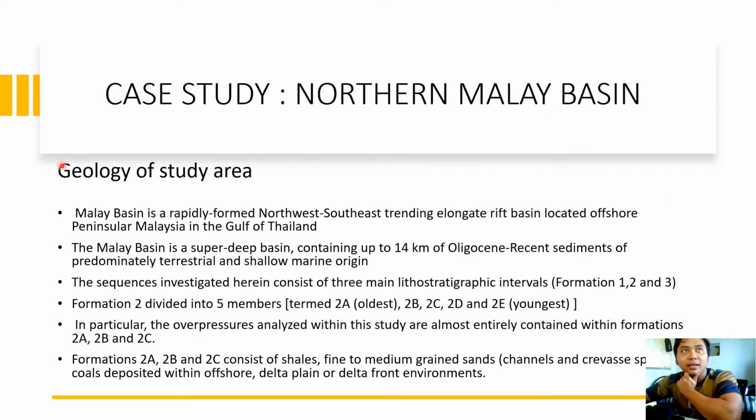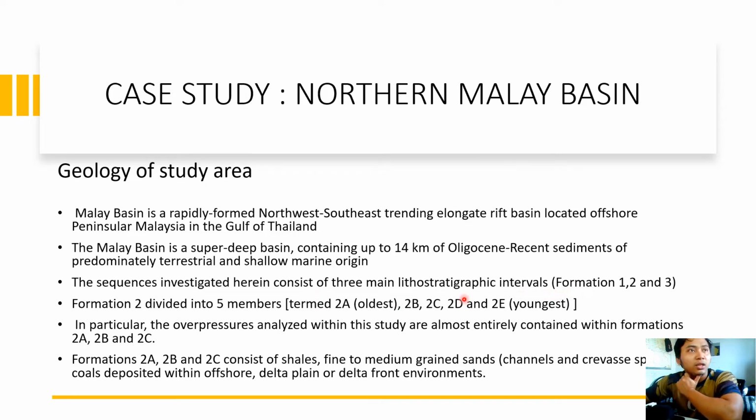For the case study, we took the Northern Malay Basin as our example. So for the geology of the study area, the Malay Basin is a rapidly formed northwest-southeast trending elongate rift basin located offshore Peninsular Malaysia in the Gulf of Thailand. The Malay Basin is a super deep basin containing up to 14 km of Oligocene to recent sediment of predominantly terrestrial and shallow marine origin. For the area we investigate, there are three main lithostratigraphic intervals: formation 1, 2, and 3.